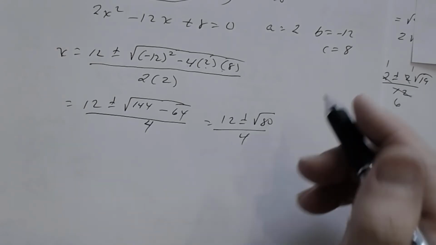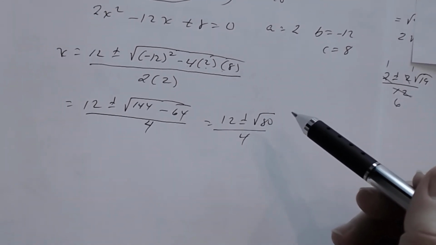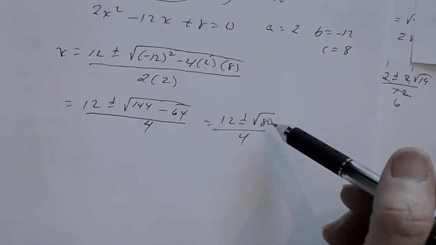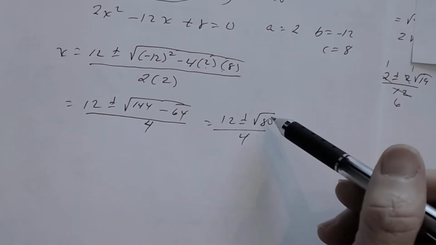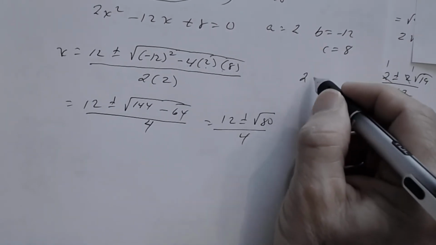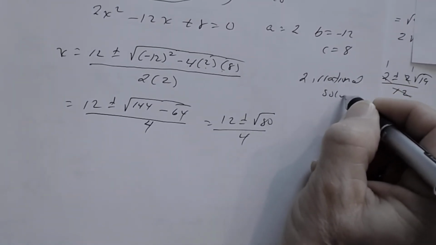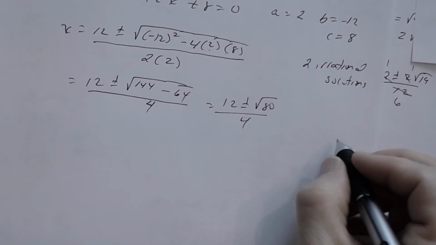All right, now, before we go on, am I going to get real solutions, 2 real solutions, or am I going to get none real? Well, I can take the square root of 80, so there's going to be real. Now, since 80 is positive and not a perfect square, it will be 2 irrational solutions. Sum it up with 2 irrational solutions. Now, let's go further. Let's simplify the square root of 80.